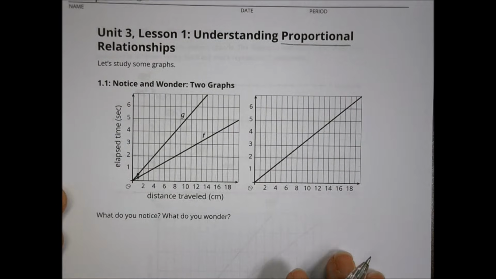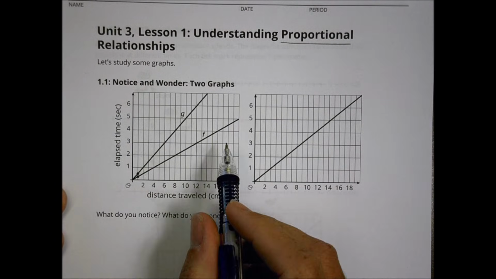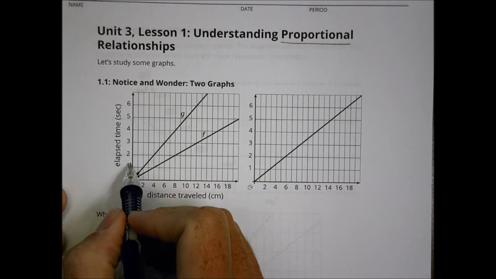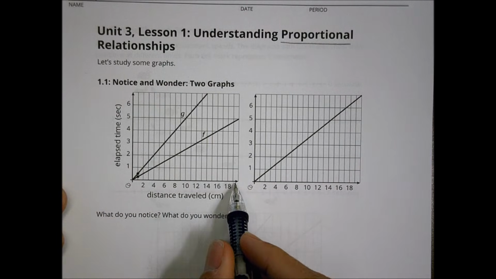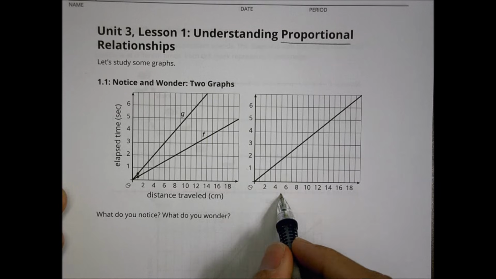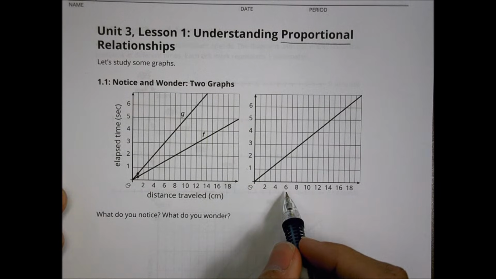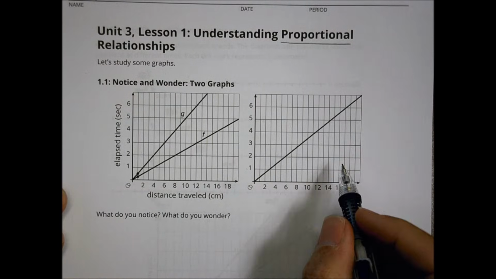We began today's lesson with a notice and wonder about two different graphs. We have a graph here where you have elapsed time there and a distance here. Over here we have a graph where there are no labelings for the x or y axes, but we do have a straight line that goes through there.